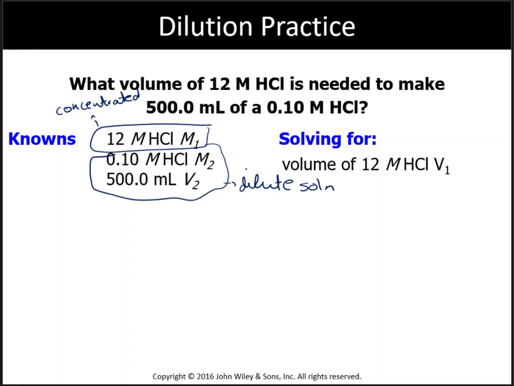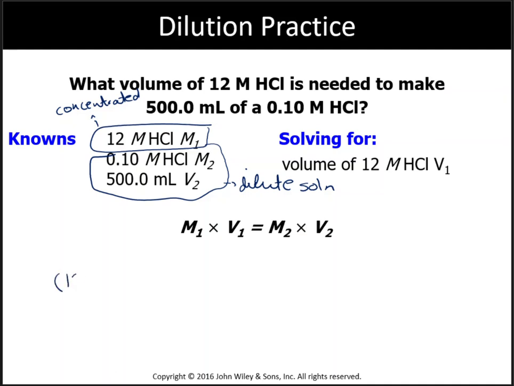How do I know? I just looked at the molarities. 12 molar is more concentrated than 0.1 molar. Now, since the identity of my solution doesn't change during this process, I start with a hydrochloric acid solution, and I'm going to end up with a hydrochloric acid solution. The only thing that's changing is the concentration, so this is a dilution process. So we can use M1V1 equals M2V2.